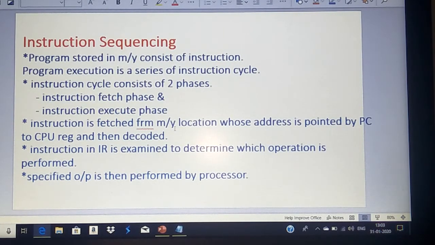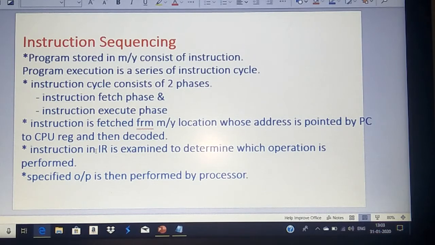Then instruction sequencing. The program stored in memory consists of instructions, and the program execution is a series of instruction cycles. Then the instruction cycle consists of two phases, that is instruction fetch phase and instruction execute phase. The instruction is fetched from the memory location whose address is pointed by the PC to the CPU register, and then it is decoded. This is known as instruction fetch phase.